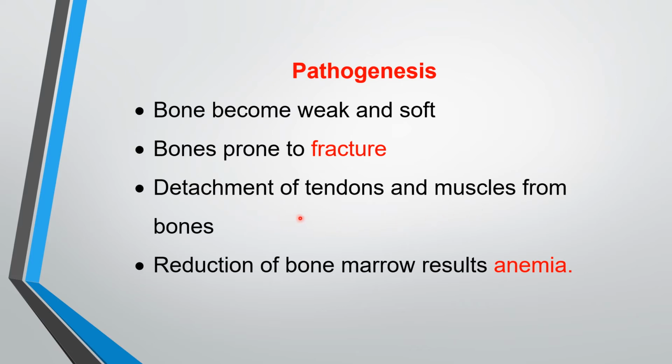There is detachment of tendons and muscles from the bone. Detachment. Due to growth of the fibrous tissue, there is reduction of the bone marrow. And you know the function of bone marrow, one is formation of RBCs, blood. So when there is decrease in bone marrow material, it leads to anemia.